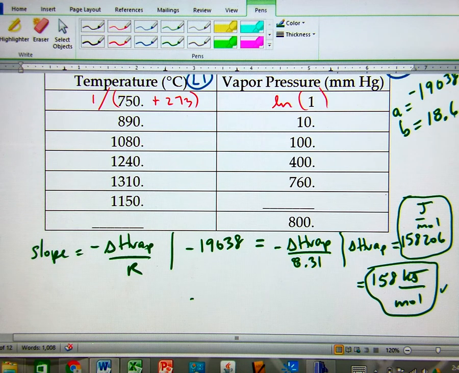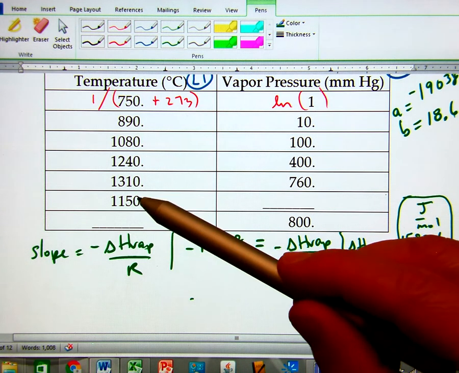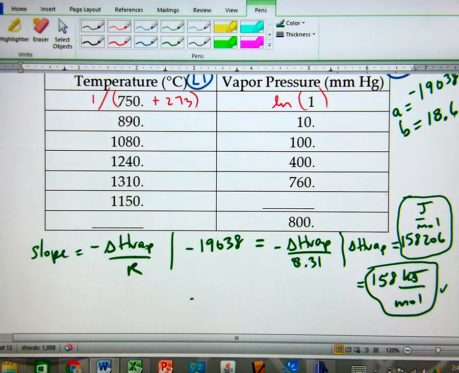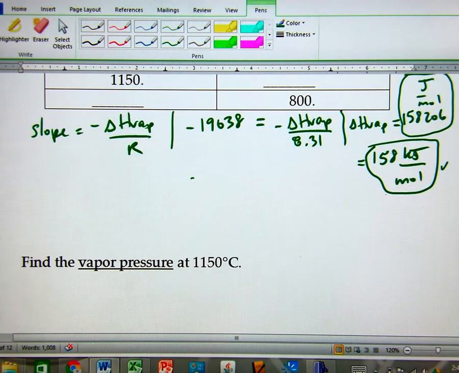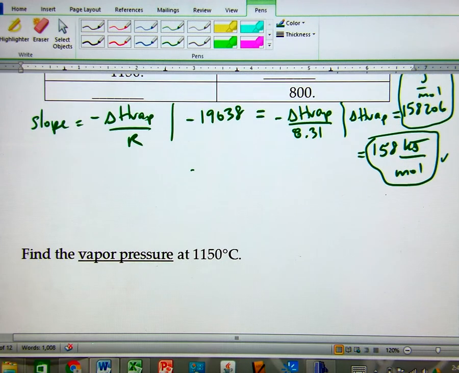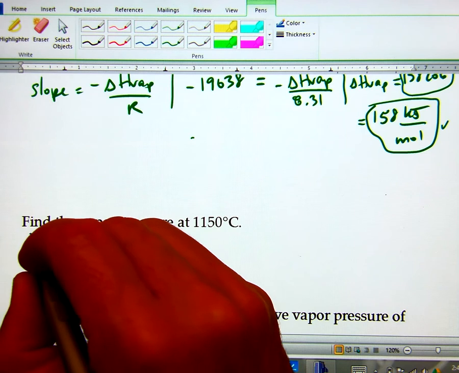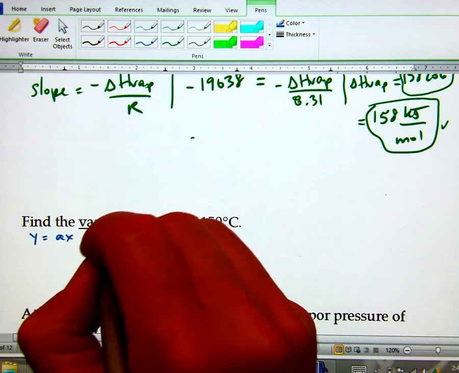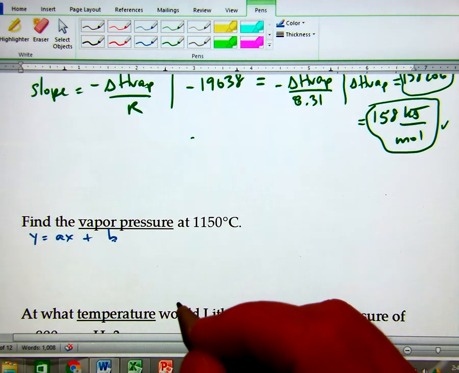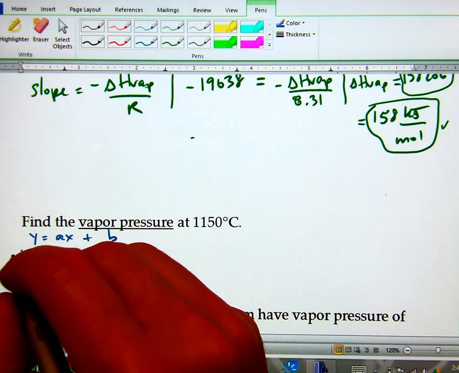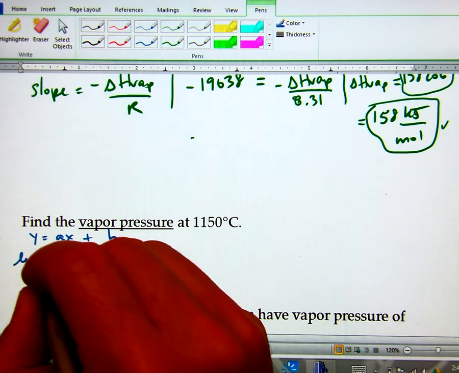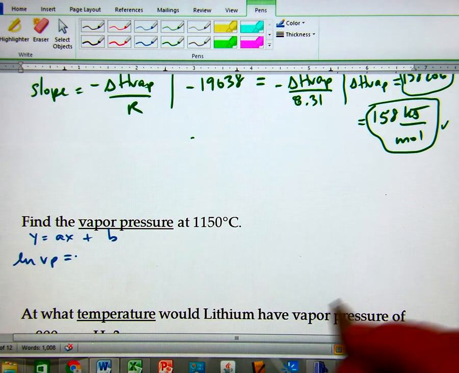Okay, now what we're going to do is we're going to find the missing vapor pressures. So you have an A and a B value for a line, so you could always put it into the y equals ax plus b, and look at this is the temperature, which is the x value. Of course, you have to change it to Kelvin. So what you're going to find is this equation is going to go y equals ax plus b. The y is the ln of Vp, so that's what we don't know.